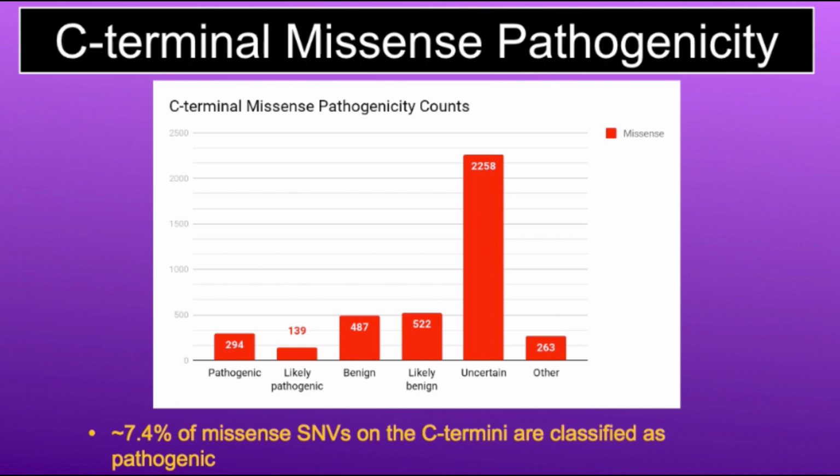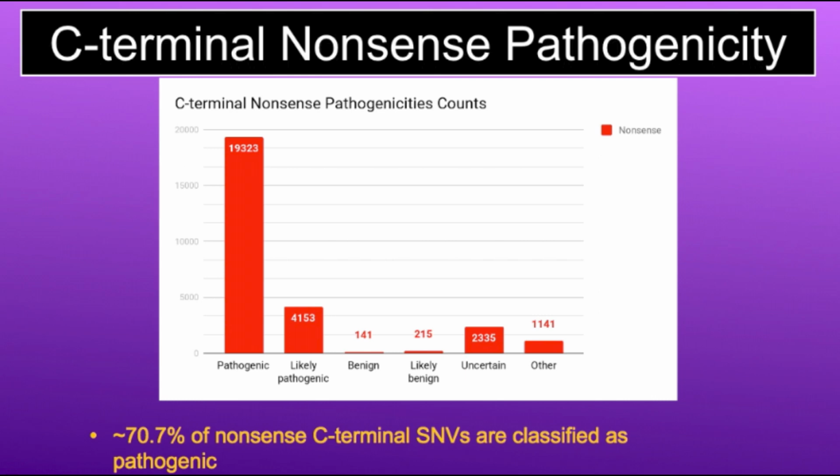This is a chart showing the different forms of pathogenicity of these C-terminal missense variants. There are 294 pathogenic, and by far the majority of them are uncertain, which is 2,258. This means that 7.4% of the missense single nucleotide variants on the C-termini are classified as pathogenic. So our hypothesis was correct, that there were many pathogenic C-terminal variants that are missense. Several hundred, in fact.